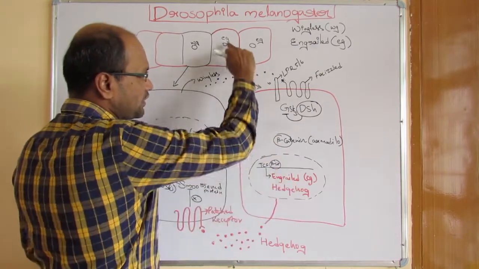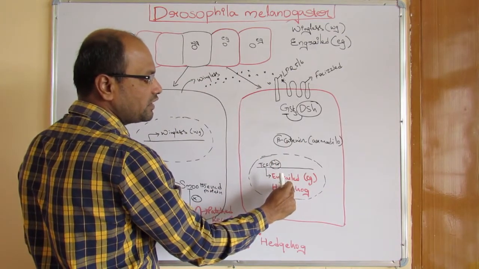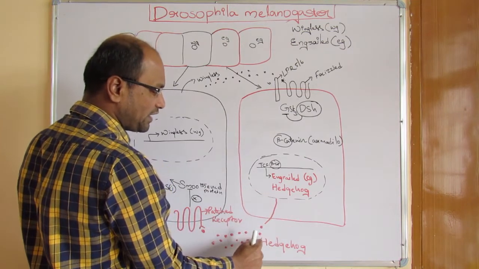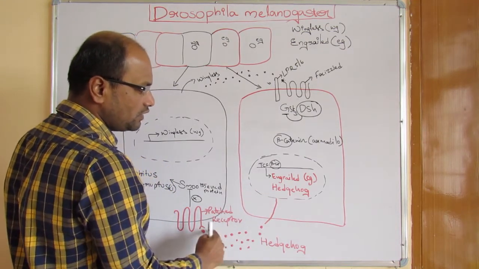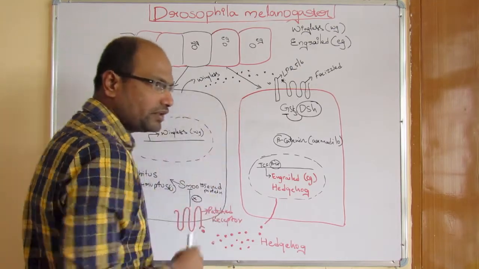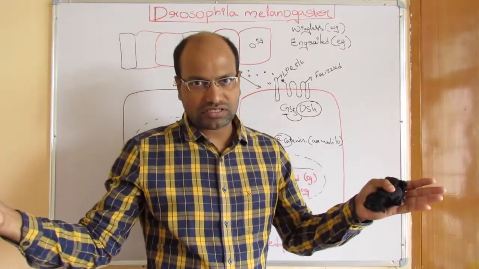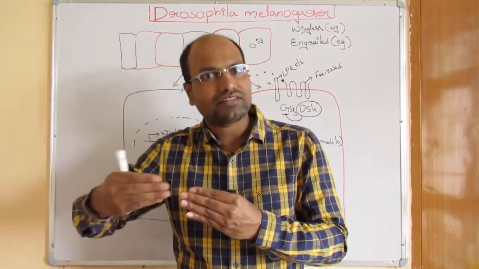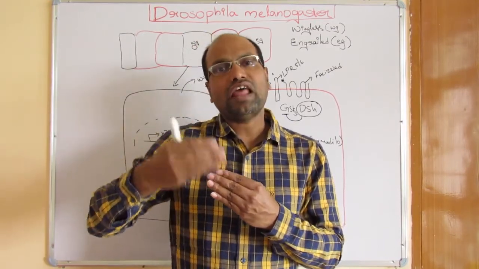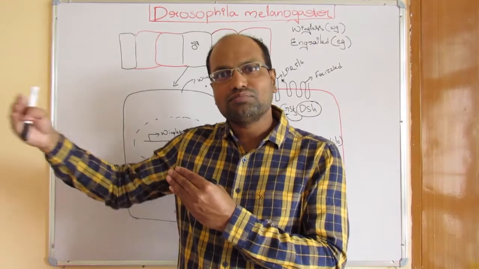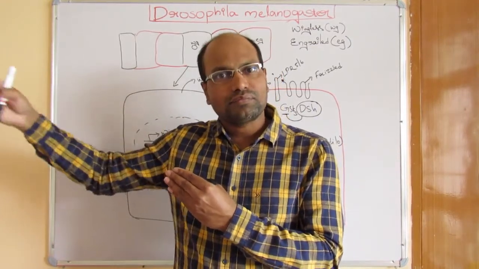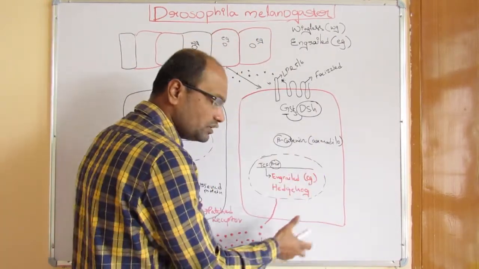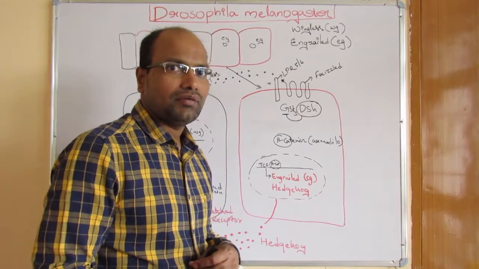Engrailed expressing cells. See this one, engrailed. So these are engrailed expressing cells. They are also expressing hedgehog. So this hedgehog will act as a paracrine factor at a shorter distance, whereas wingless will act at a longer distance, but the concentration will decrease. The cells which are closer will have a high concentration of the wingless. As the cells become farther, their concentration of the wingless will be decreased. So hedgehog is a short distance paracrine factor.